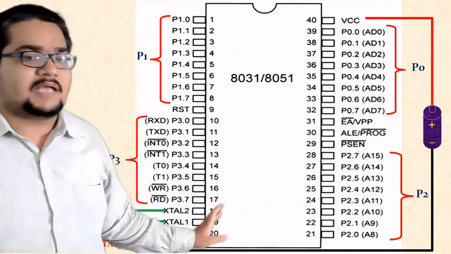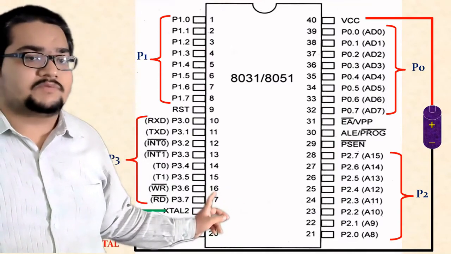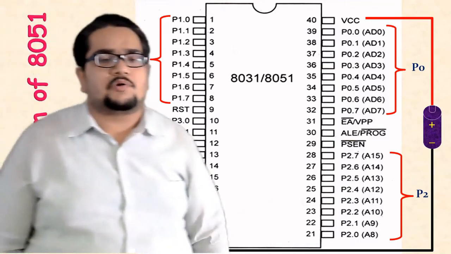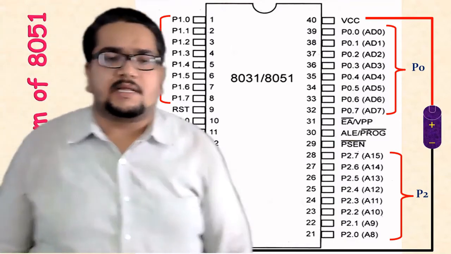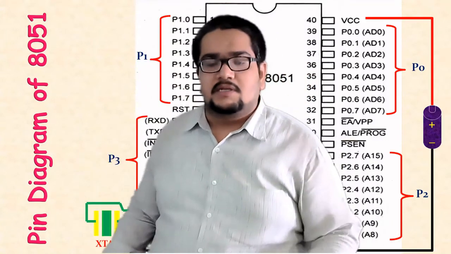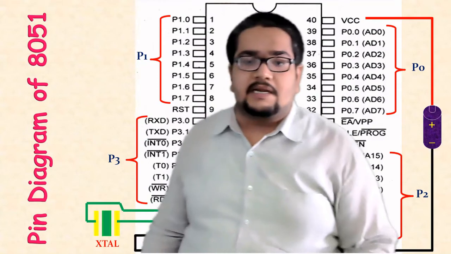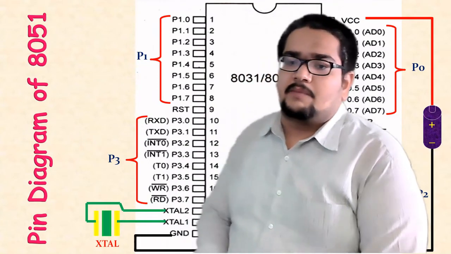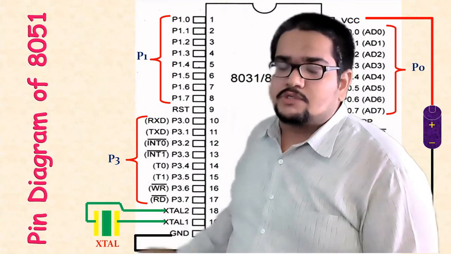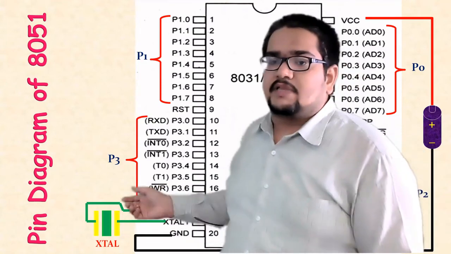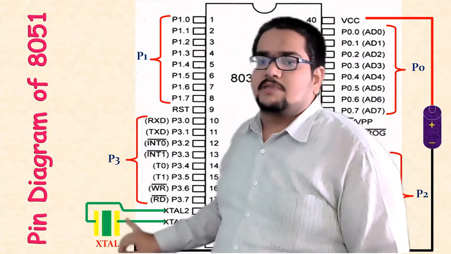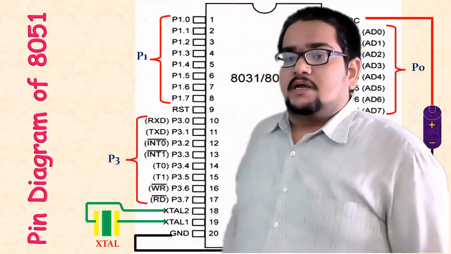Apart from these, lastly, the 2 uppermost bits of port 3 are your read pin and write pin. These are the system control pins. The read pin indicates that the processor, here the 8051 microcontroller, is reading whenever pin number 17 is low, and whenever it is writing, pin number 16 will be low. So reading and writing operations are indicated on these 2 pins.